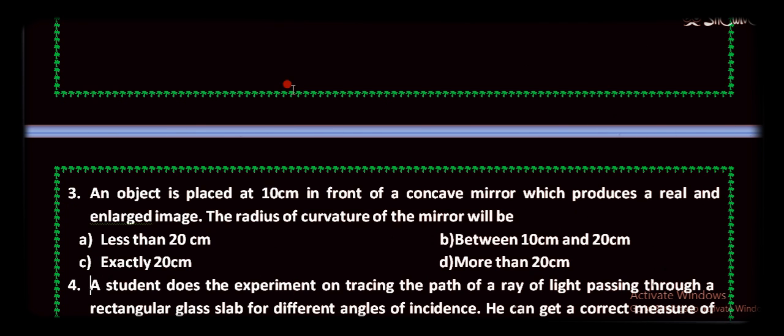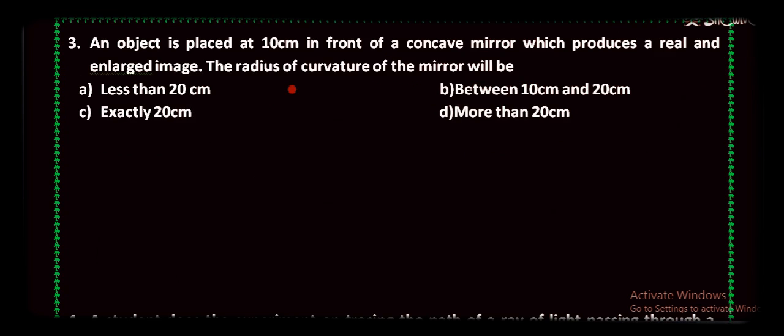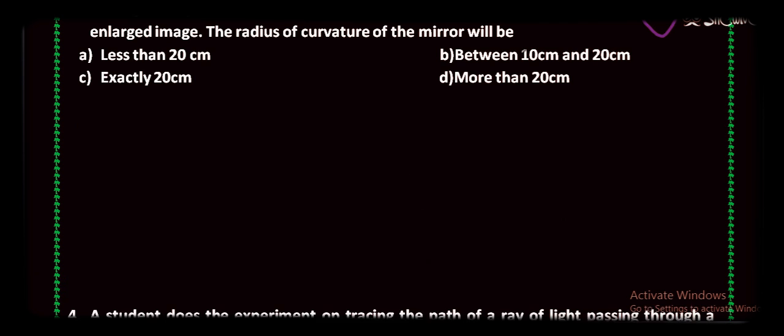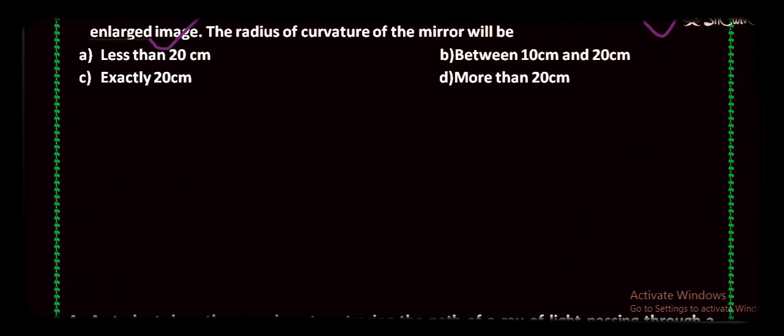Next question is displaying on your screen, and the question is: an object is placed at 10 centimeter in front of a concave mirror. It produces a real, enlarged image. Now students, this question is related to the very first question. Real and enlarged image, so that means here the object is placed between F and C.